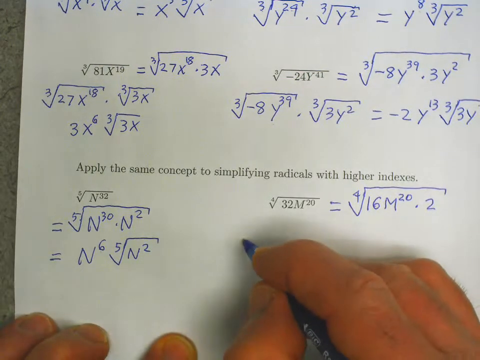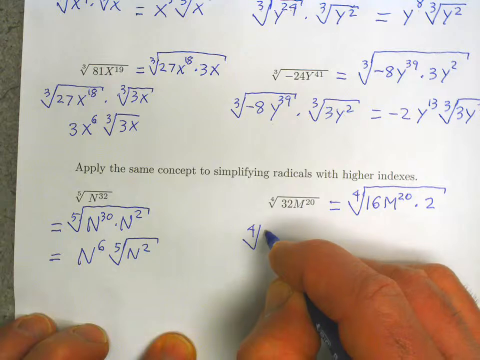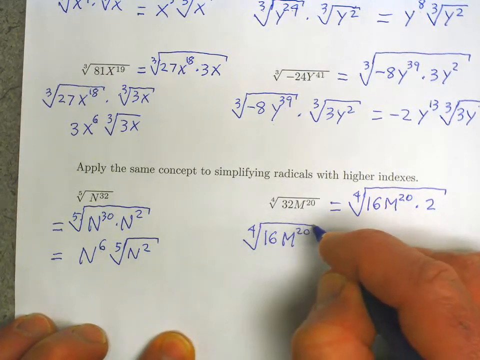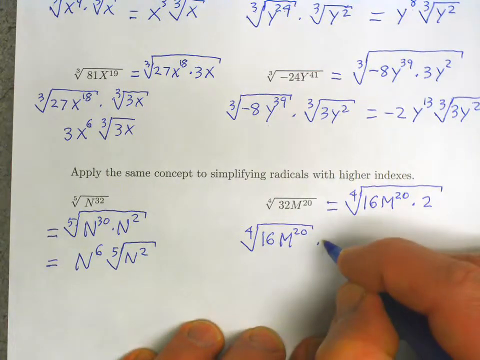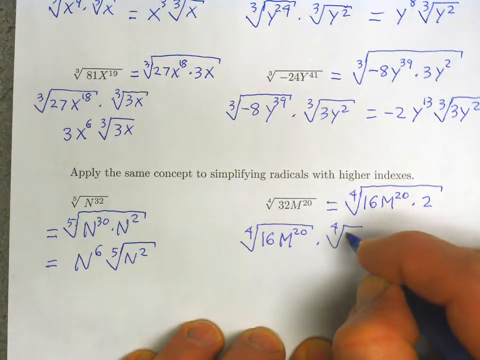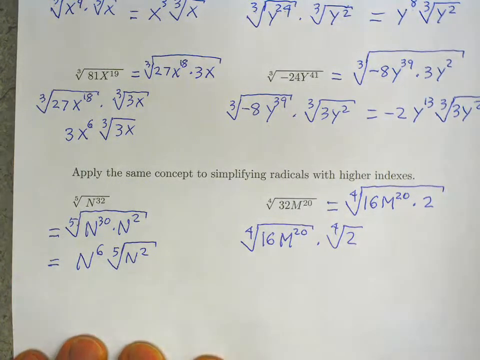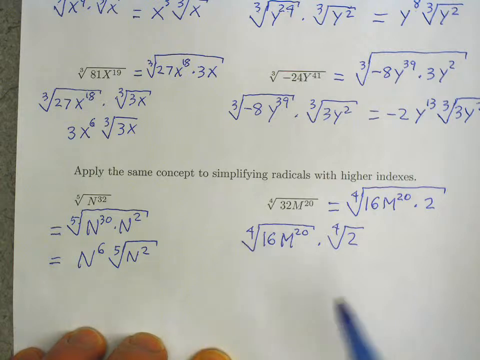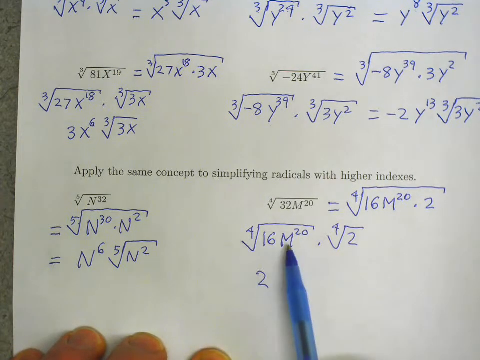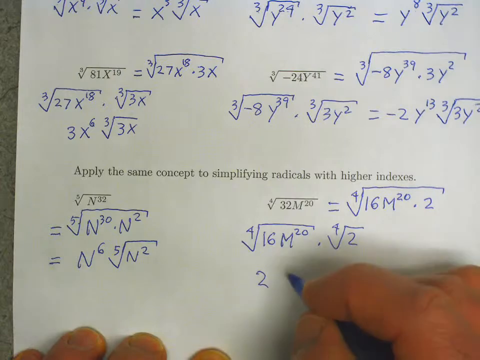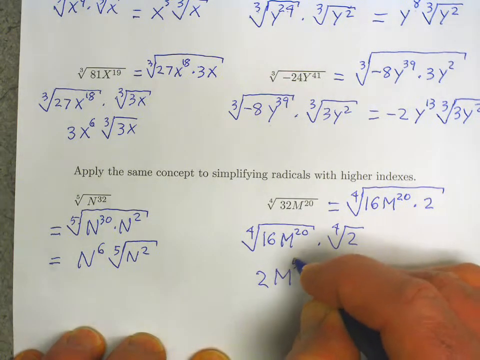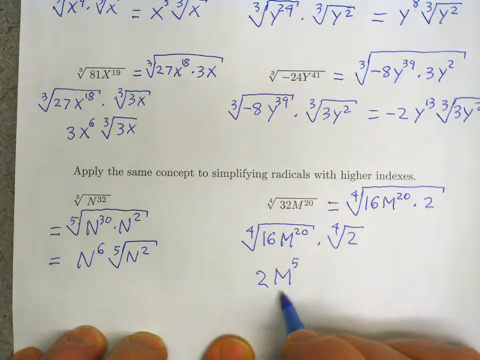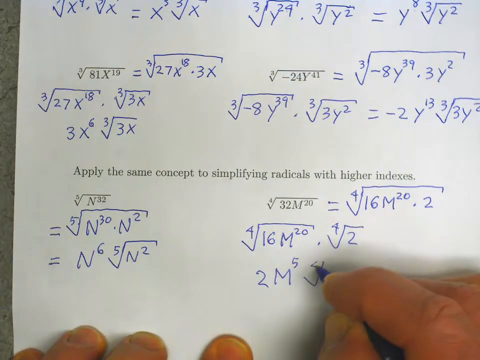And then that's the fourth root of 16 times m to the 20th times the fourth root of 2. And then we can simplify the fourth root of the perfect fourth powers. The fourth root of 16 is 2. The fourth root of m to the 20th is m to the 5th. The exponent is 5. 20 divided by 4 is 5. And then the final answer, 2 times m to the 5th times the fourth root of 2.